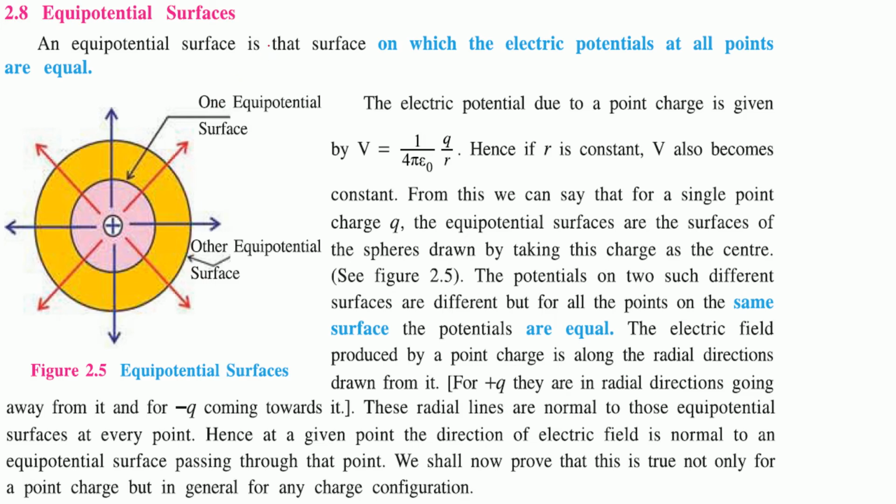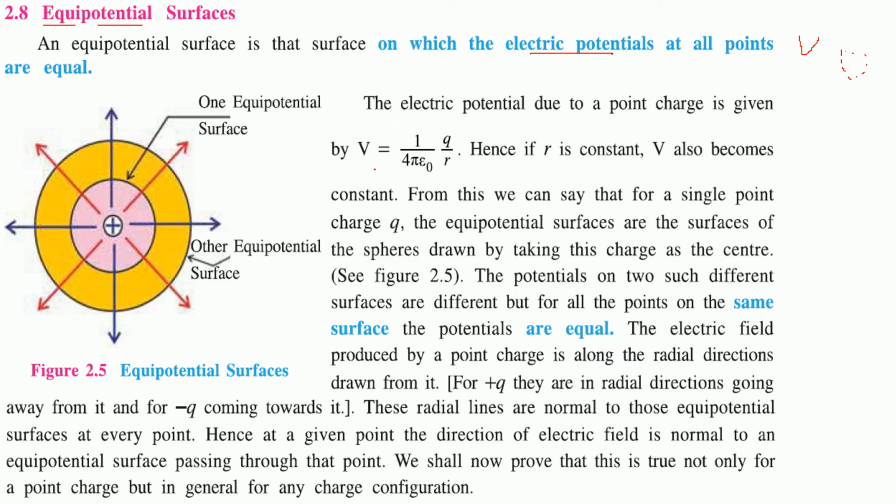Equipotential surface. So what is an equipotential surface? See, equi means equal, and potential we know about, so equipotential surfaces. An equipotential surface is that surface on which the electric potentials at all points are equal.